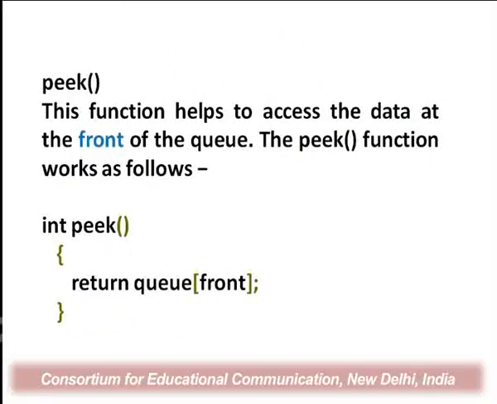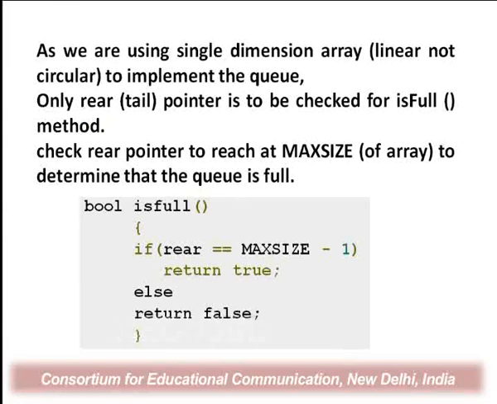Some functions which are required, which are subordinate functions required for NQ and DQ operations, one of them is peek. The peek function is going to return an integer value, assuming that q is of integers. So, q here is an array, and it is returning the element which is available at the front index of the queue. So, it is returning q front. This function helps to access the data which is available at the front of the queue.